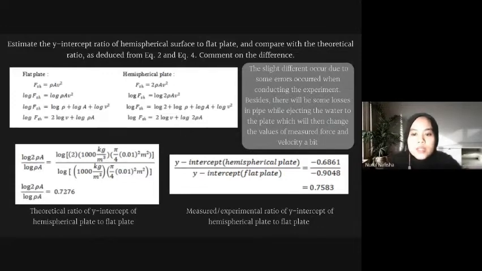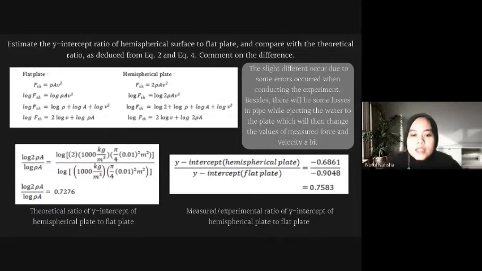So this equation is similar to the equation of a line, y equals mx plus c, where the y-intercept for the flat plate is equal to log rho a, while the y-intercept for the hemispherical plate is equal to log 2 rho a. To calculate the theoretical ratio, we divide log 2 rho a with log rho a, and we got 0.7276. For the measured or experimental ratio, we divide the y-intercepts obtained from the graph and we get 0.7583.